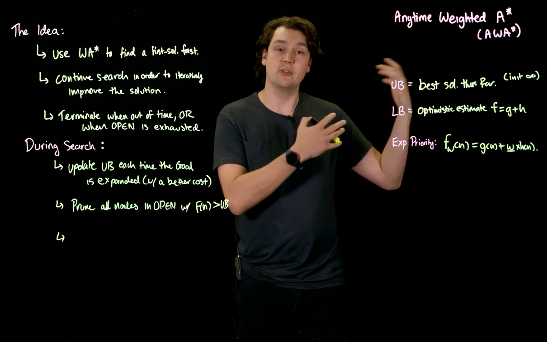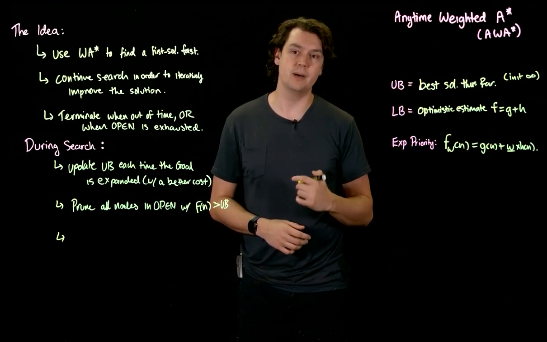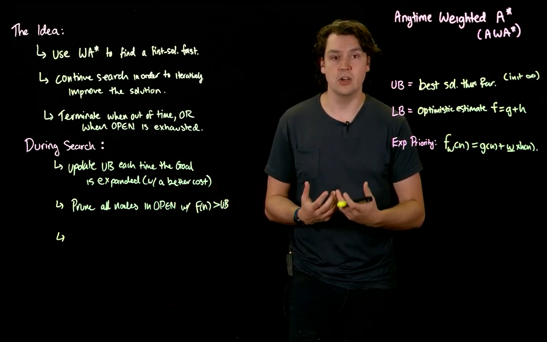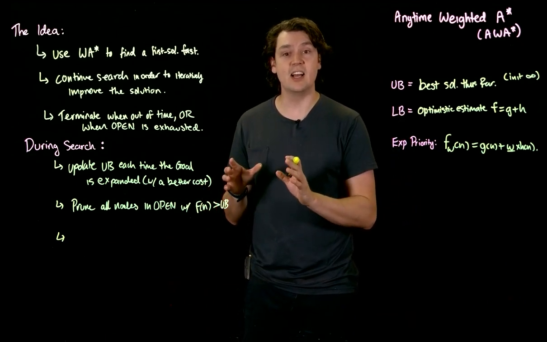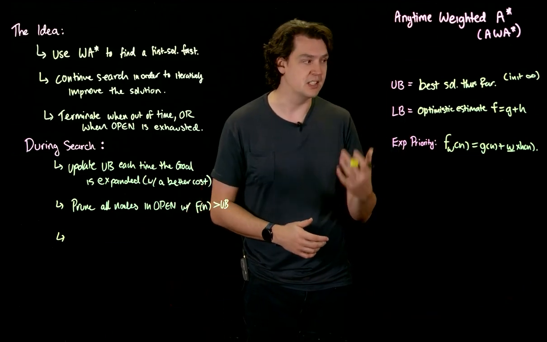I'm going to do that. Future me is going to do that in a second with a bit more of an animated helper. But what's going to be happening is that during search, anytime weighted A-star, unlike both A-star and weighted A-star, we have to do something differently.